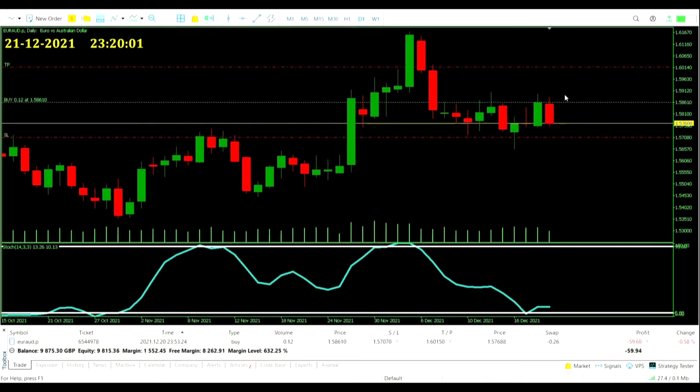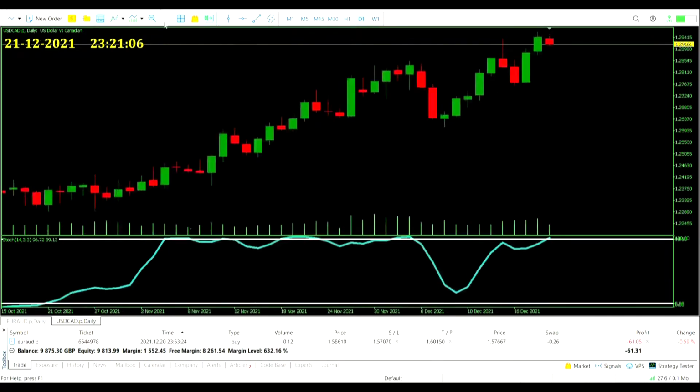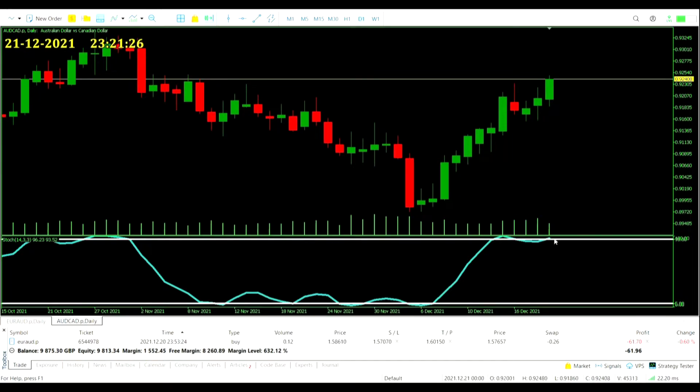Instead, let's check if there's any new entry signals for us. US dollar CAD does make it into the overbought territory. If it comes back out of there, we might find ourselves with a channel to look at with some of these areas. Potential future entry. Got to watch that one. Australian dollar, Canadian dollar gets overbought as well.